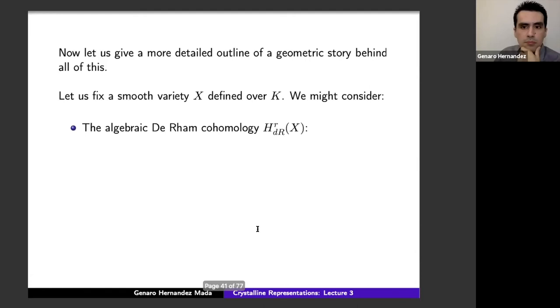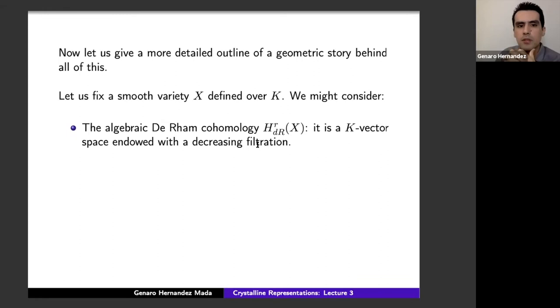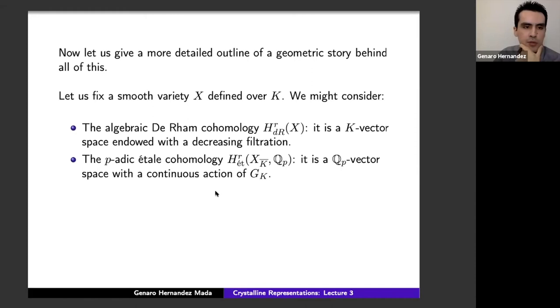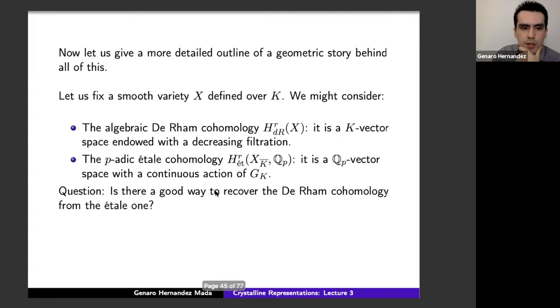When we want to study the cohomology of this variety, we might consider, for example, the algebraic de Rham cohomology, right? That's a K-vector space endowed with a decreasing filtration. But we might also consider the p-adic étale cohomology, which is a Q_p-vector space with a continuous action of the Galois group. And we might ask ourselves this question: is there a good way to recover the de Rham cohomology from the étale one? And by good way, I mean at least functorial.